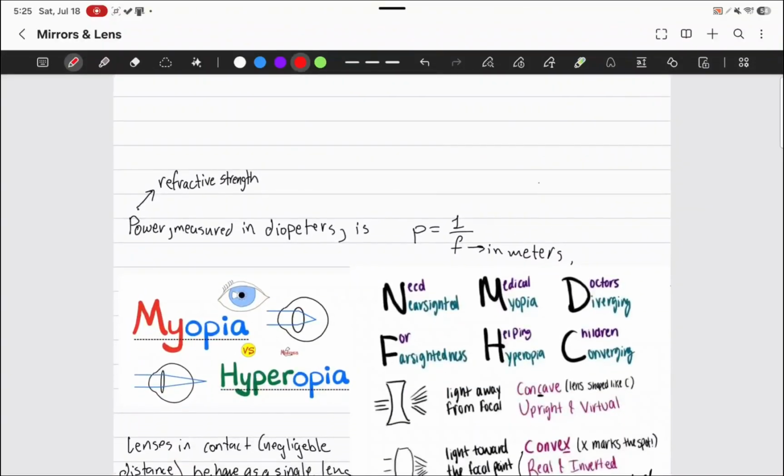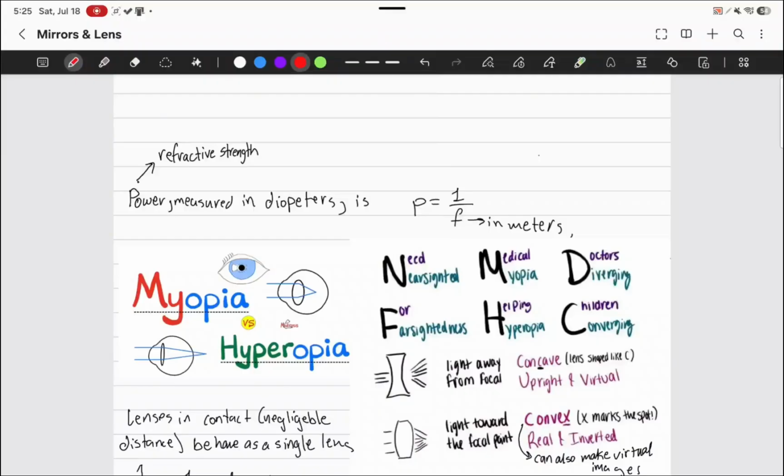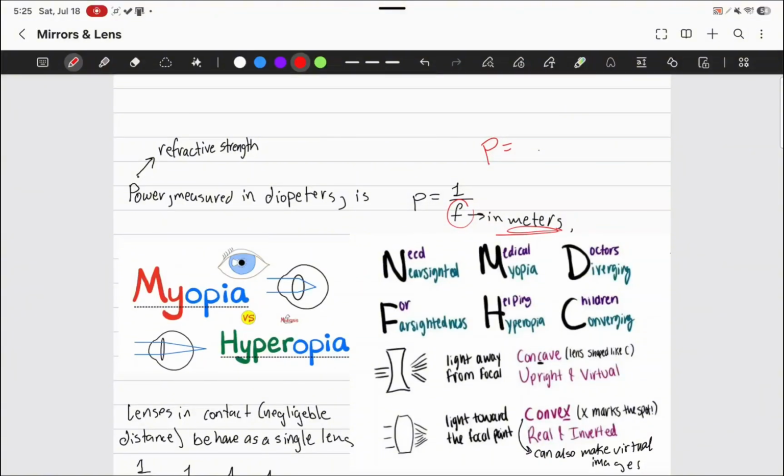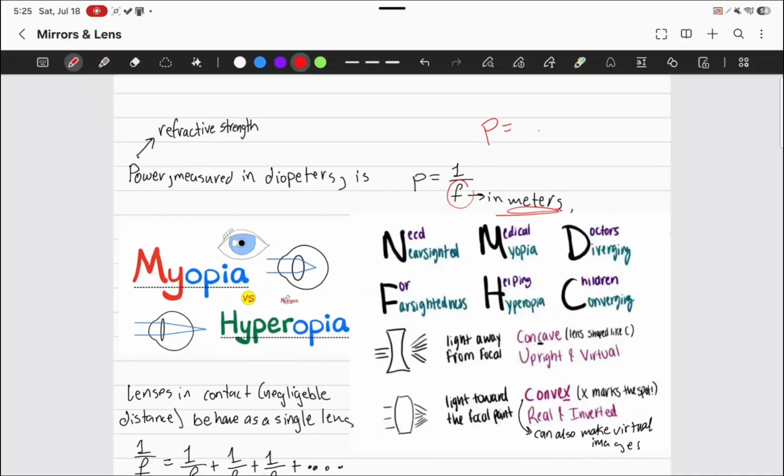Now, the last thing I want to talk about is something called power, and power basically means the refractive strength, and this is measured in diopters. Power is related to the focal length, and remember, focal length is in meters for this formula. So the longer the focal length, the weaker the power.